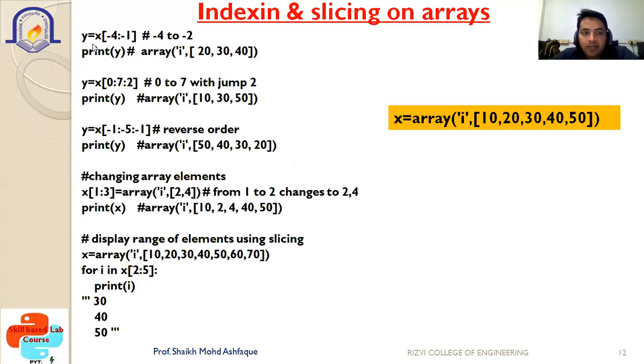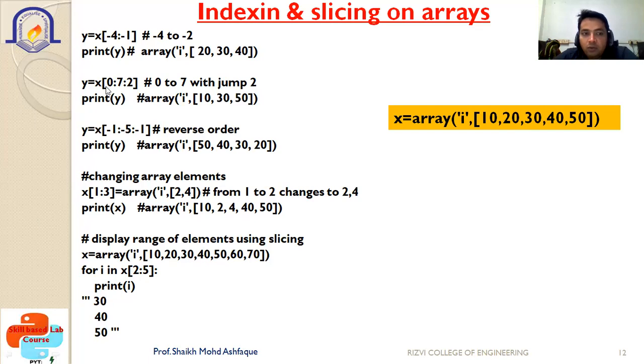Next, if you write the slicing as y is equal to x of -4 colon -1, it will print from -4 to -2. Whenever you print the value of y, here -1 is your 50, then 40 is -2, then 30 is -3, then 20 is your -4. In that way, it will print. It will start from 20 and go up to -1, so it will go up to -3. You can see the output as 20, 30, and 40.